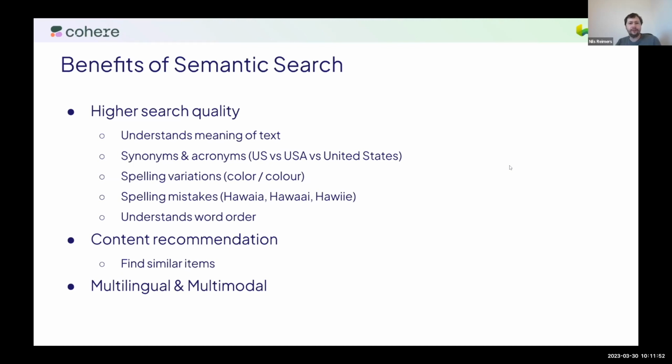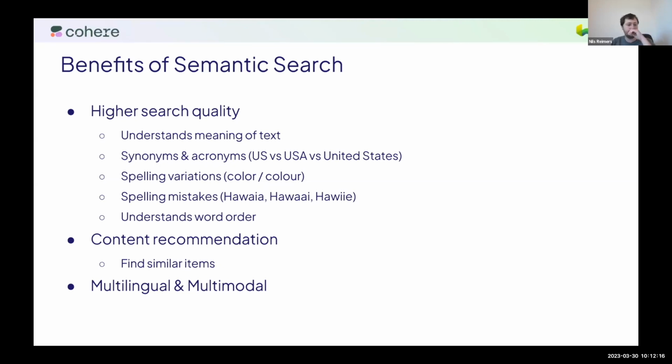How does semantic search give you better search results? First, it understands the meaning of text. So it really looks into the text, looks into your query, tries to understand what you want, and really tries to match it to the document: does the document answer your question?